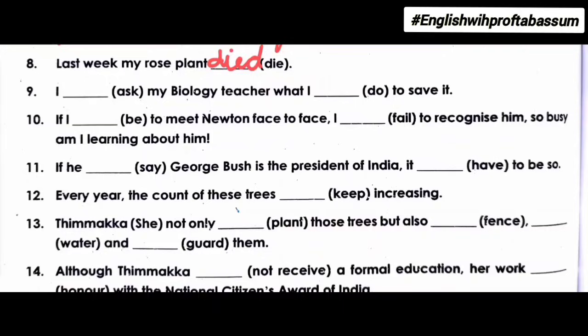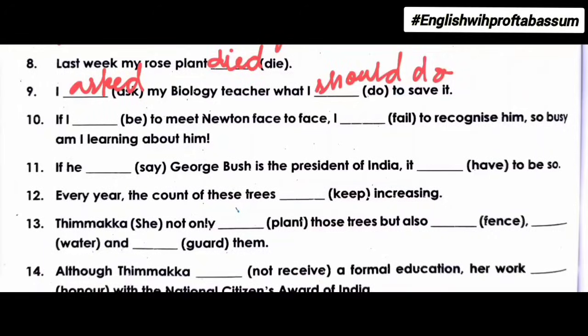Now the second blank. The second blank is a modal for advice. So the clue over here is that it is asking what to do. It needs the teacher's advice. So the rule is you use should plus base form of the verb for reported advice. So the answer is should do. I asked my biology teacher what I should do to save it.